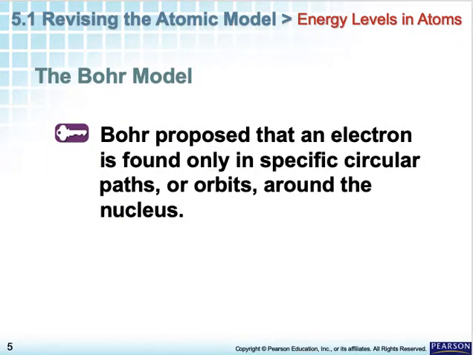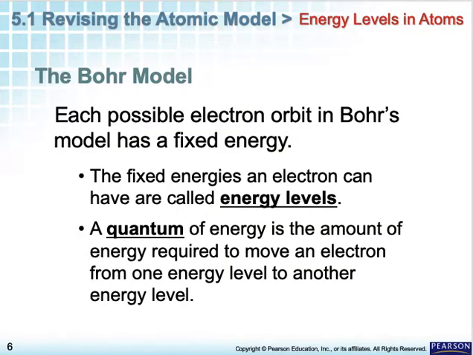So he proposed that an electron is found only in circular paths or orbits around the nucleus. Each possible orbit in a Bohr model had a fixed energy, and these are called energy levels, and we still use this idea. A quantum of energy is the amount of energy required to move an electron from one energy level to another, and we still use that idea as well.